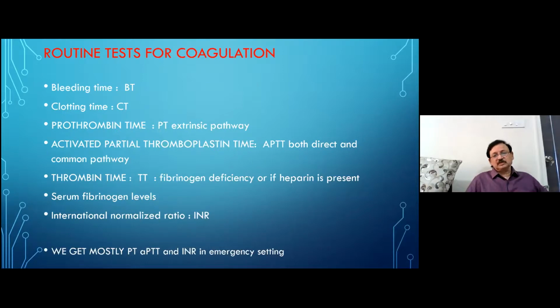Prothrombin time is the one done routinely for the extrinsic pathway. Activated partial thromboplastin time, or APTT, is done for both the intrinsic and common pathways. Thrombin time is done for fibrinogen deficiency or when heparin is being used, and serum fibrinogen levels are also checked. And the international normalized ratio, or INR, has to be done as a routine coagulation test. We get mostly PT, APTT, INR in emergency settings.